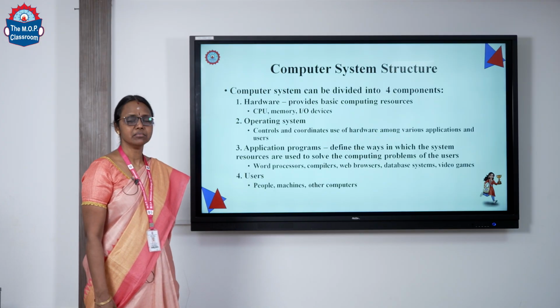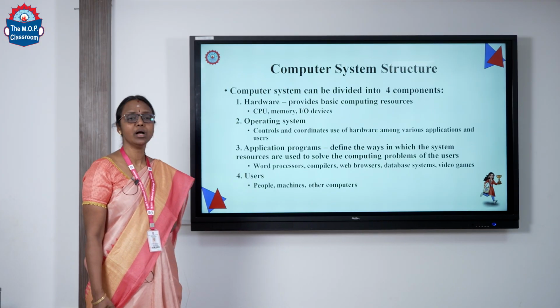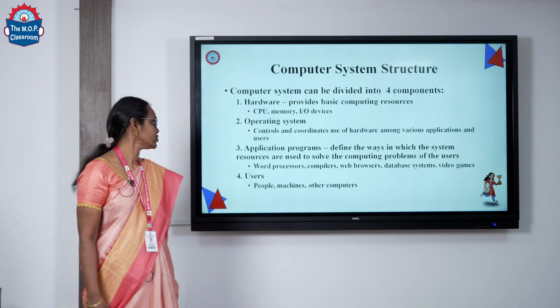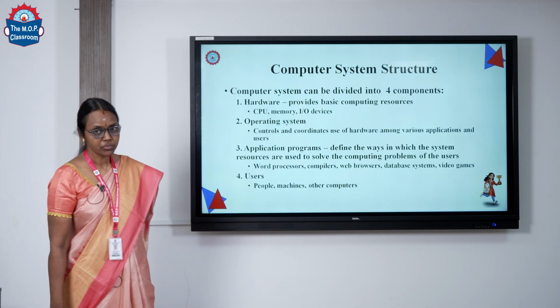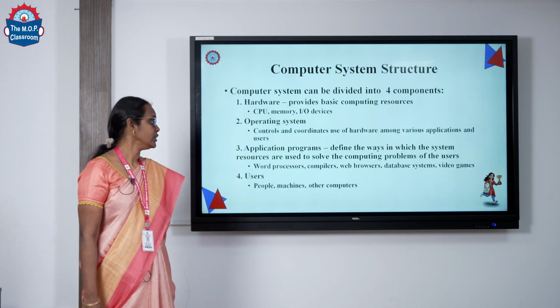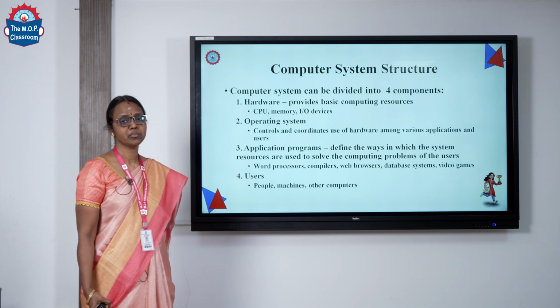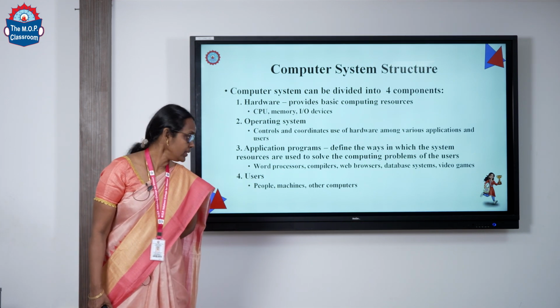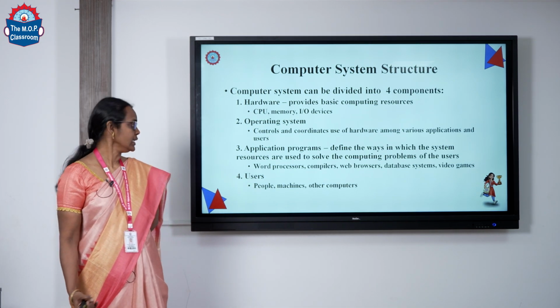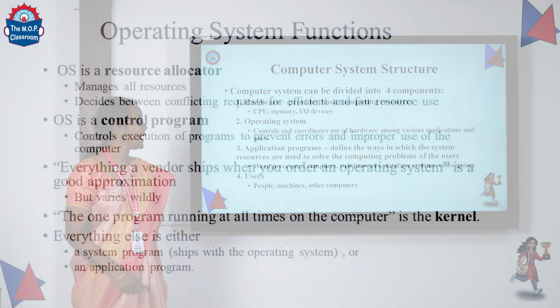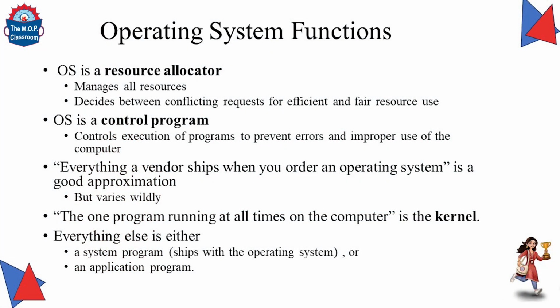The operating system is responsible for controlling and coordinating the use of all the hardware parts of the computer among the various applications of the users. The application programs define the ways in which the entire system's resources are used to solve computing problems. Users are the people, machines, or other computers which are going to be responsible for running the applications. Let's move on to the operating system's functions.